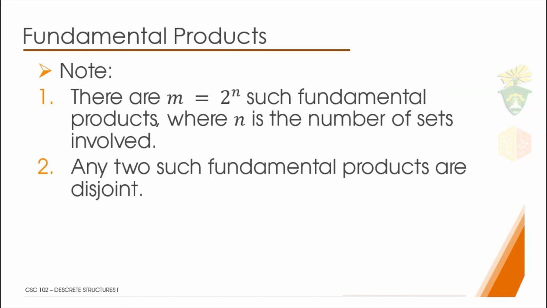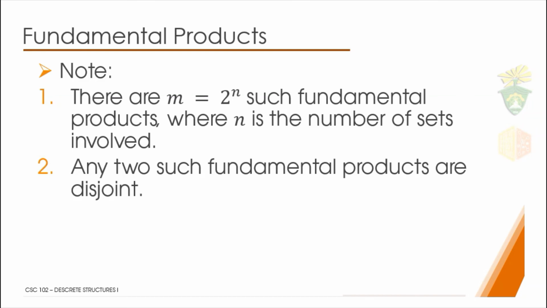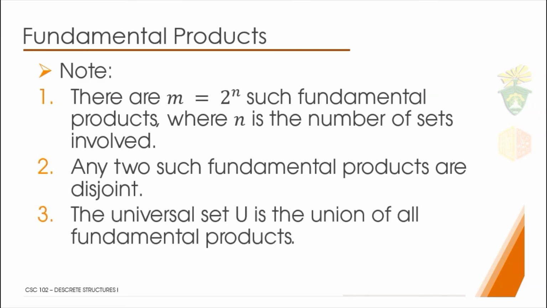Any two such fundamental products are disjoint, meaning that they should not have any intersection or any common element. So P1 should have no common elements with P2, P3, P4, and the rest. And a final note is that the universal set U is the union of all these fundamental products. If we union all these fundamental products, this should contain all the elements in the set U.